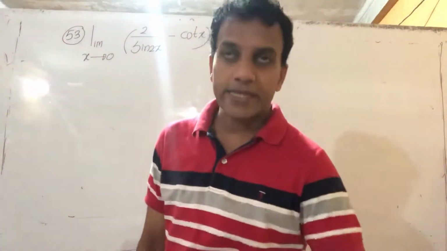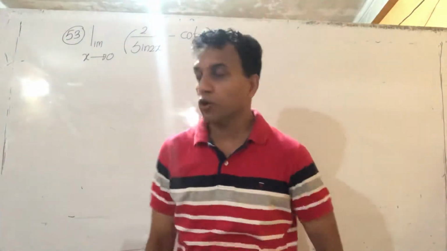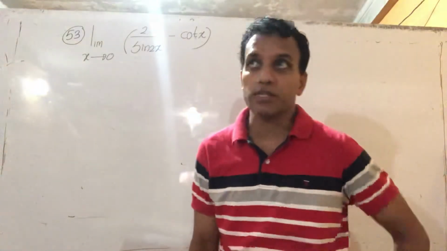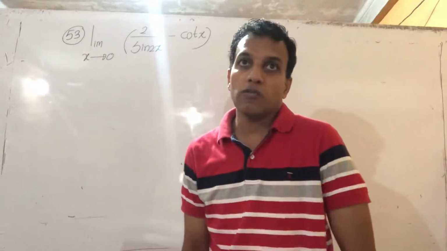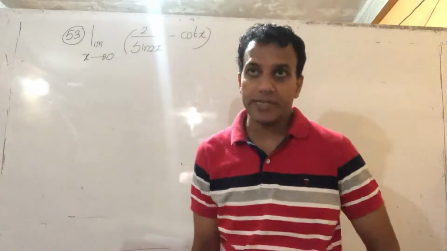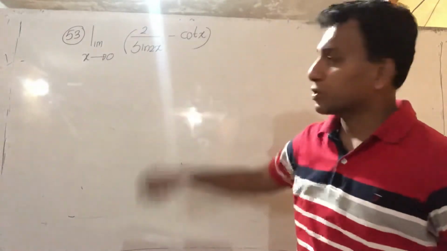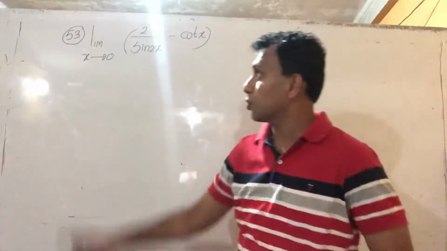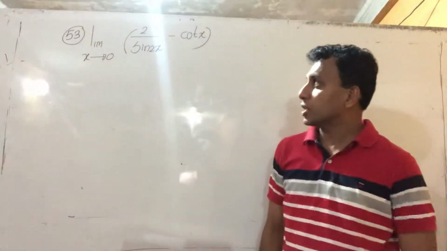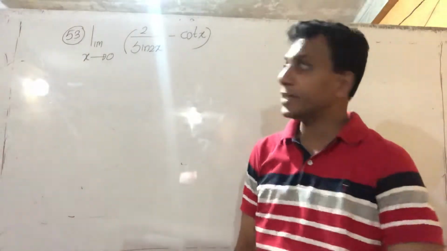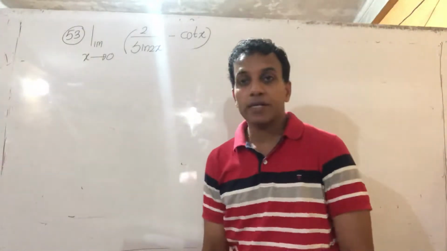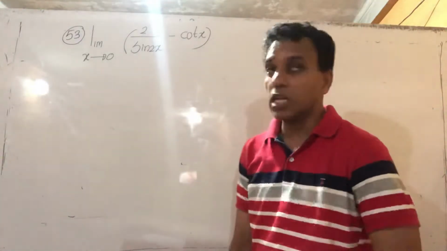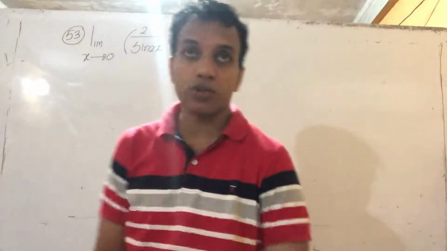Okay, this is my next limit video. I completed 52 questions in the last 4 or 5 videos of limits. Sixth video. The next question: limit as x tends to 0 of 2 over sine 2x minus cot x. Find the limit value when x tends to 0.